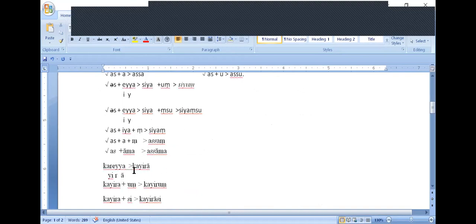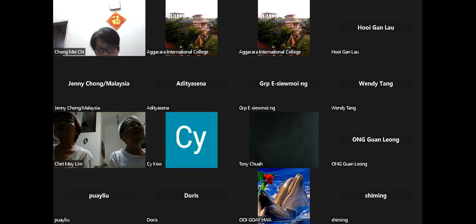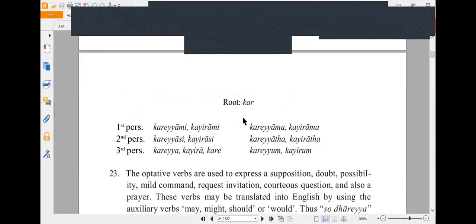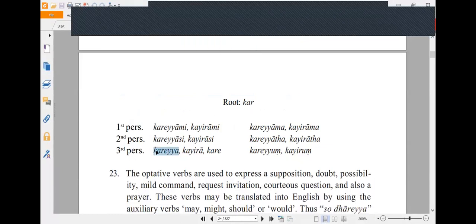All right, so the book also shows you another example, kareya, kaira. Okay, so we go back to the Pali Made Easy book. Now, the root is kar, karoti is to do. So kareya, how do you translate kareya? Third person, means he or she might do, he may do, he should do, he would do. And kariyum means they may do, they might do, they should do, they would do. So kareya, kareyum, kareyasi, kareyatha, kareyami, kareyama.